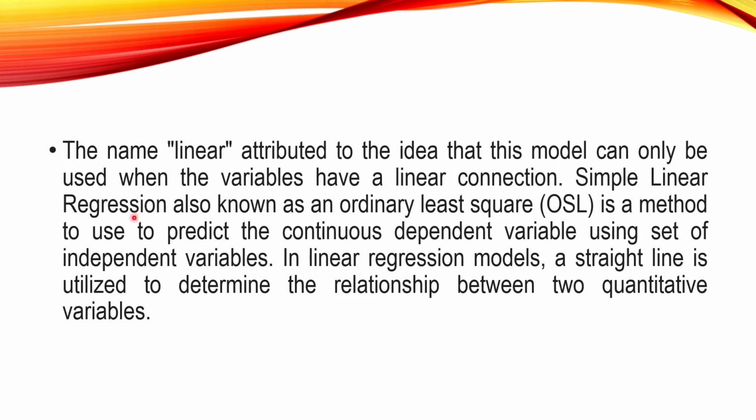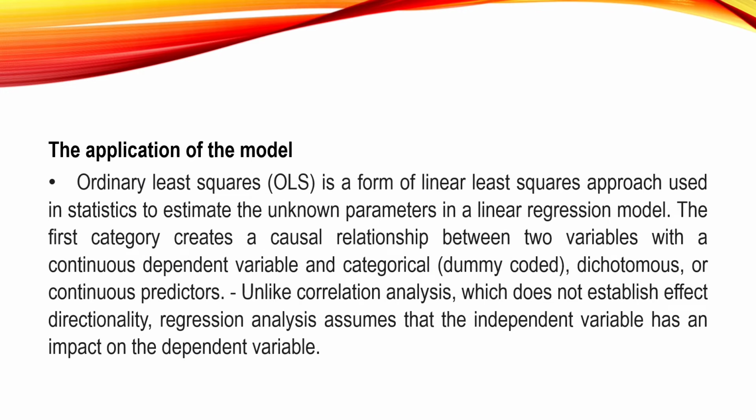Simple linear regression, also known as ordinary least square or OLS, is a method used to predict a continuous dependent variable using a set of independent variables. In a linear regression model, a straight line is utilized to determine the relationship between two quantitative data. So we will use only one independent variable and one dependent variable.